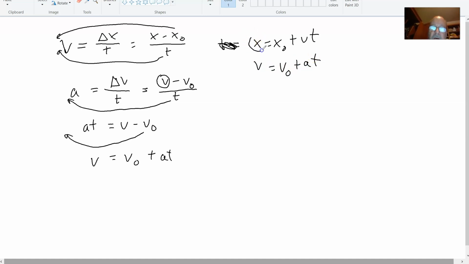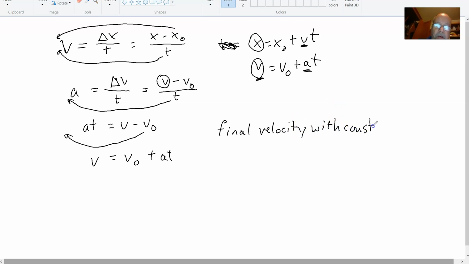Okay, so here I want to find my final position with constant velocity. Here I want to find my final velocity with constant acceleration. Okay, so hopefully it makes sense then that what we're going to call this is final velocity with constant acceleration. Final velocity with constant acceleration.